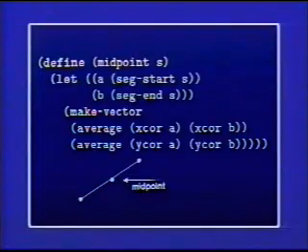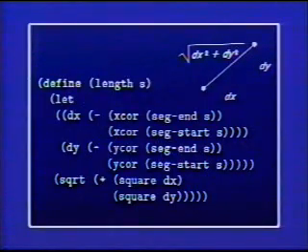And then similarly, we can build something like the length of a segment. Right? We use Pythagoras' rule. The length of the segment is the square root of dx squared plus dy squared. We'll say, to get the length of a line segment, well, we'll let dx be the difference of the x-coordinate of one endpoint and the x-coordinate of the other endpoint, and we'll let dy be the difference of the y-coordinates, and then we'll take the square root of the sum of the squares of dx and dy. That's what this says. Right, so there's an implementation of length.